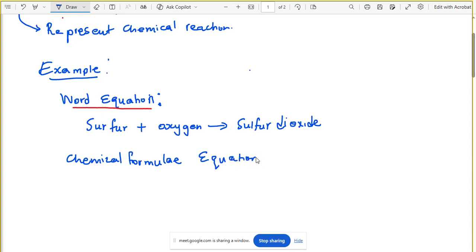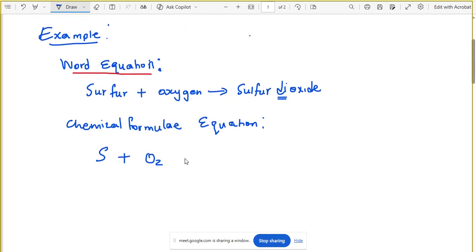Could it be S? Exactly. It's just S. So it will be S plus, for oxygen, O2, because oxygen is diatomic. You understand? That's why we say sulfur dioxide. So sulfur dioxide will be SO2. Then this is what we call the chemical formula equation.